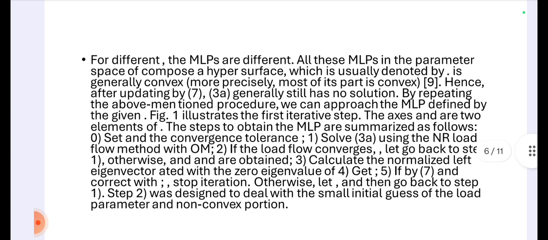S naught plus y naught lambda naught b minus f of x naught is actually the mismatch vector of the load flow. The correct formula for lambda is lambda y equals omega power of t s naught plus lambda naught b minus f of x naught omega tb. For different lambda, the MLPs are different.